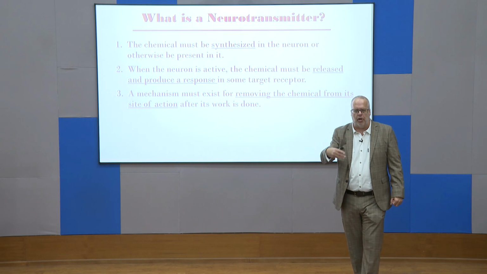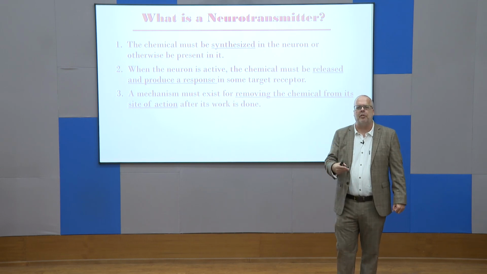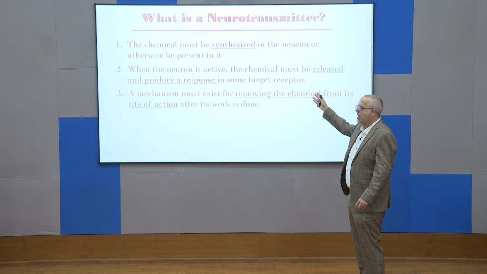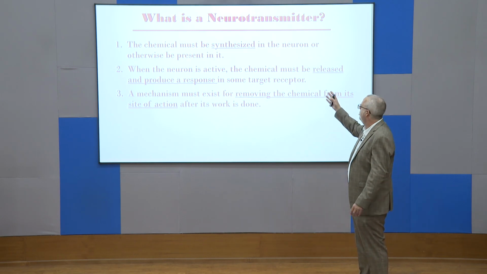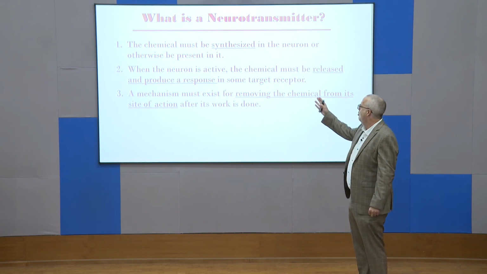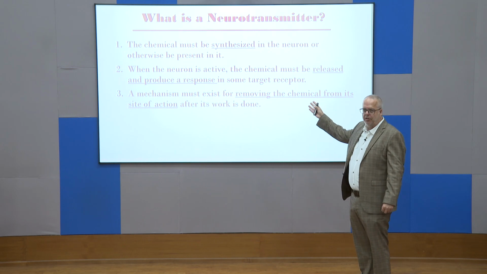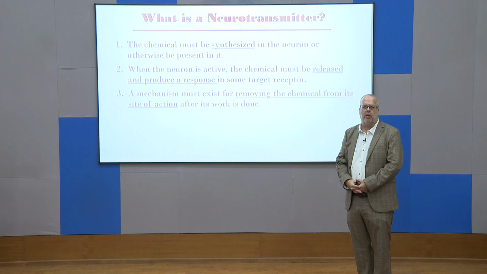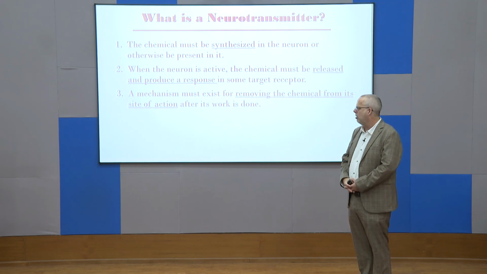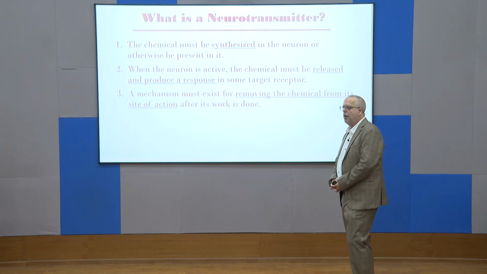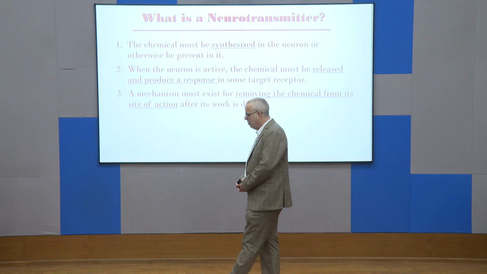Now, I've been saying neurotransmitter, but what is a neurotransmitter? Well, to define it, we really have three criteria that must be met. One, the chemical, i.e. the neurotransmitter, must be synthesized in the neuron or otherwise be present in it. Two, when the neuron is active, that is, an action potential occurs, the chemical must be released and produce a response in the target neuron, the opposing neuron, the postsynaptic terminal. And finally, a mechanism must exist for removing the chemical from its site of action, that is, from within the synaptic cleft.